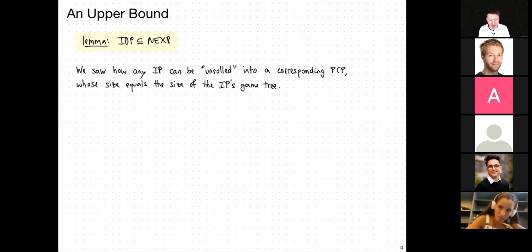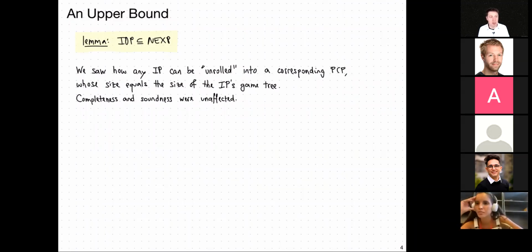Look, we have already seen how any interactive proof can be unrolled into a corresponding PCP, right? And the size of the PCP is basically the size of the game tree of the interactive proof. This unrolling doesn't change completeness and soundness because the PCP verifier is just simulating the IP verifier. And moreover, any PCP string corresponds to an IP strategy. So you have this equivalence, and the only difference is syntactic: instead of having an interactive strategy, you have the evaluation table that corresponds to that strategy, and you call that the PCP, right?